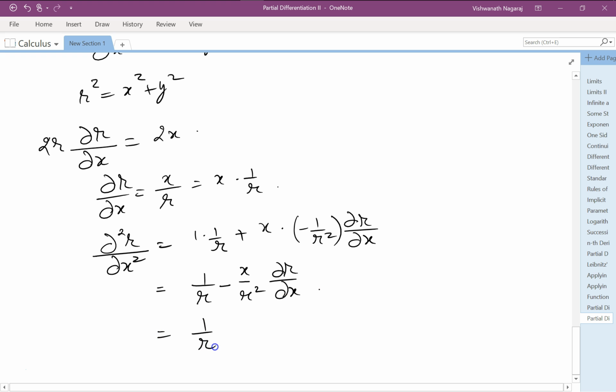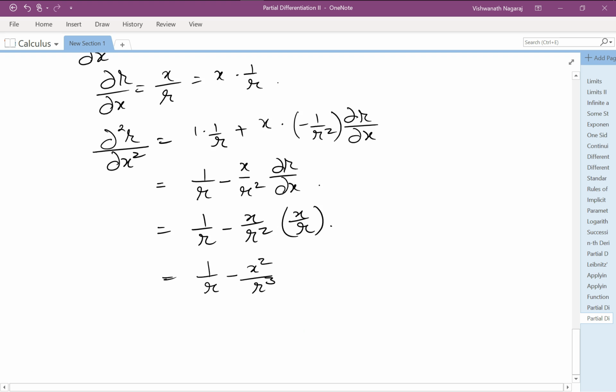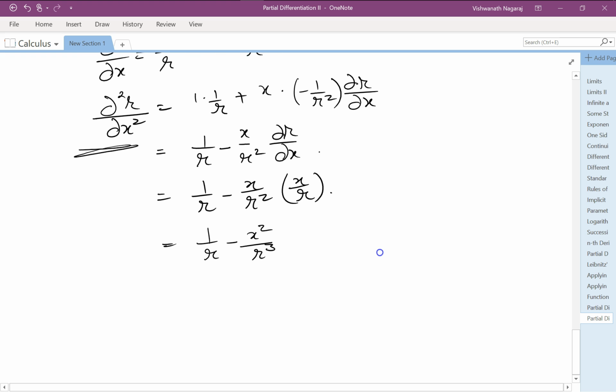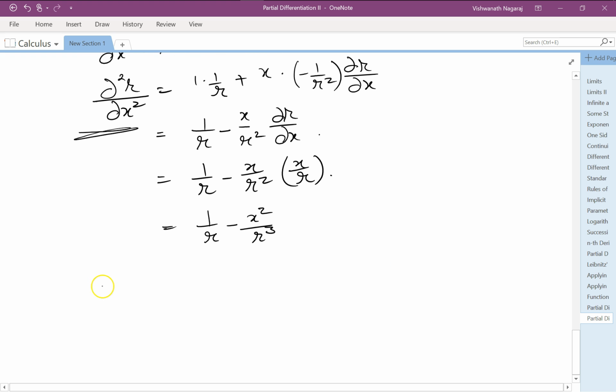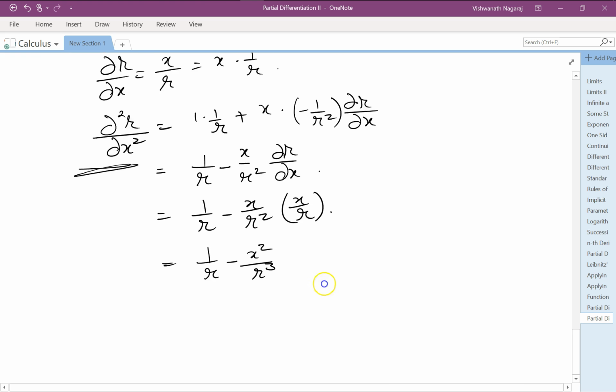Now dou r by dou x is what? Is nothing but x by r. So this becomes 1 by r minus x square by r cube. Okay. So we have got this dou square r by dou x square. Now we have to figure out dou square r by dou y square.